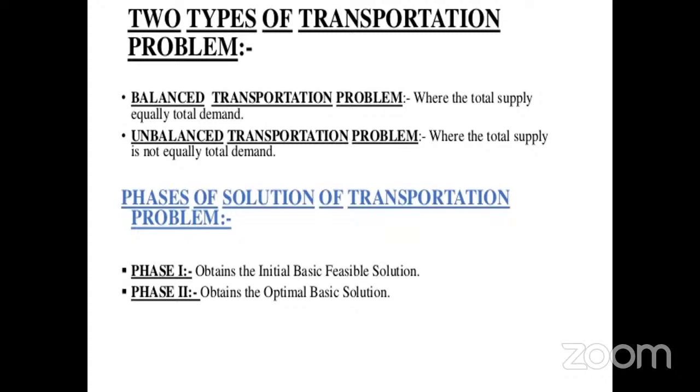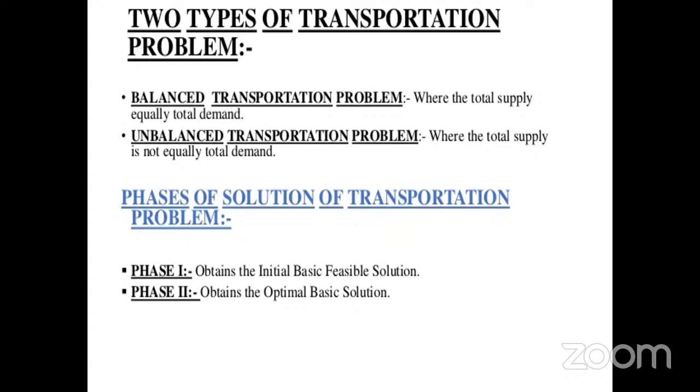And here, to find the best solution, there are phases to be followed. Phases of solution of a transportation problem. Phase 1 obtains the initial basic feasible solution. What is this? IBFS, shortly we can call it. Sometimes they may ask you in theory in the short form also. What is IBFS? IBFS is nothing but the first phase of solving the transportation problem, that is, to obtain the initial basic feasible solution. Feasible solution we discussed in the graphical solution also.